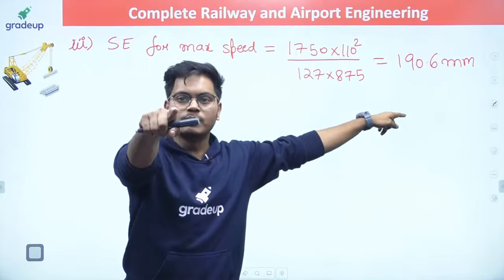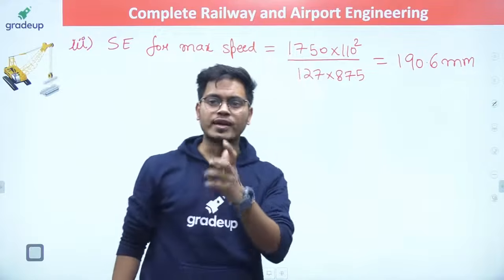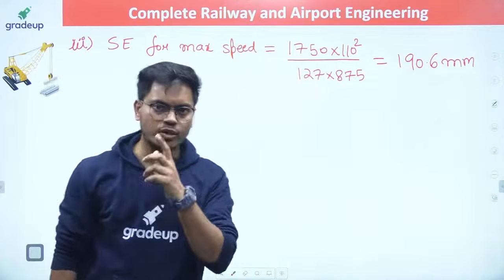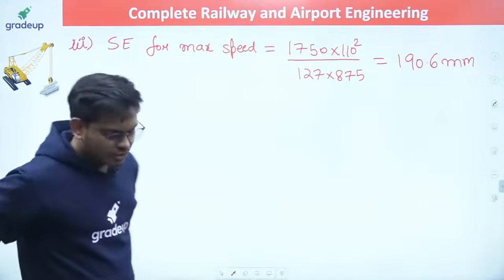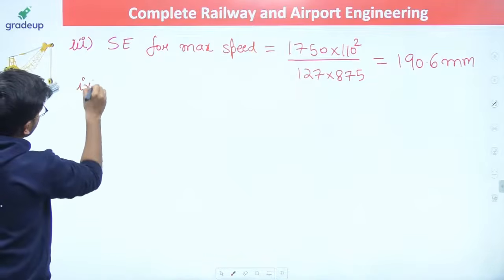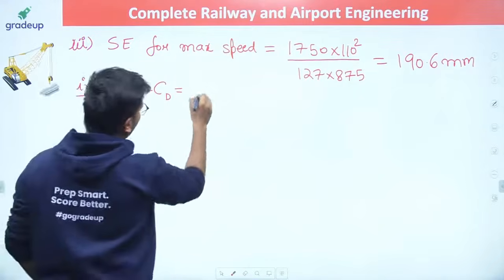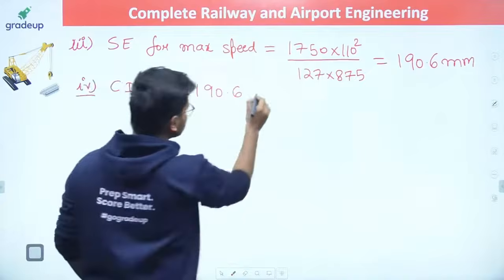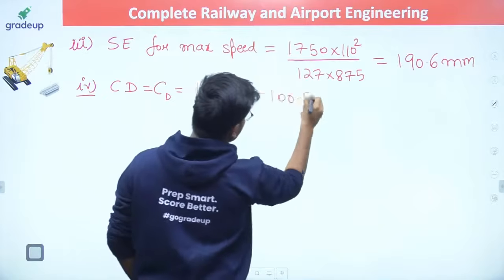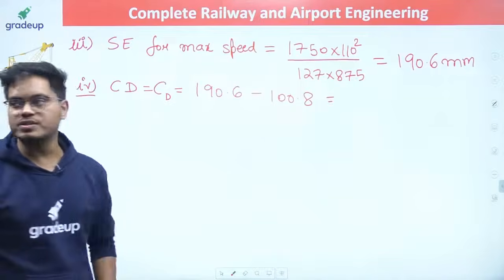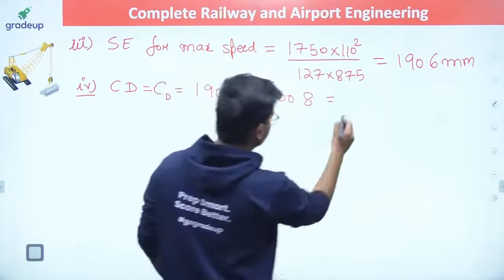Very good. Aman, Karam, Divya, Nivedita, Rasu, Julie, Bhagat, Abhay, Sagar. Good. Please tell me if our cant deficiency is under limit. The fourth point is the cant deficiency, or CD. It is 190.6 minus 100.8. Everybody quickly respond and let me know how much this value is. So cant deficiency is coming as 89.8.